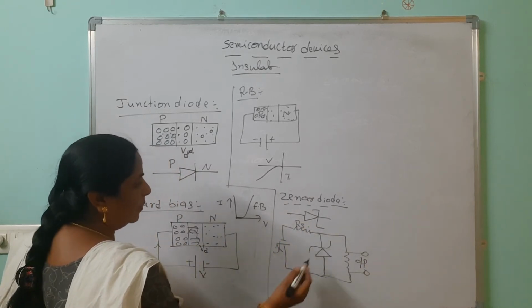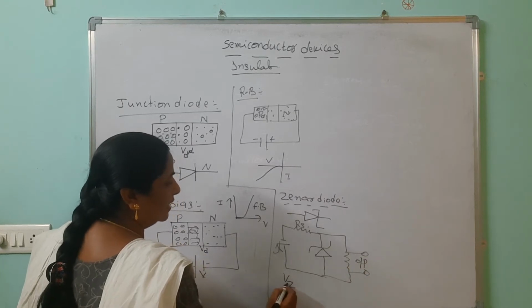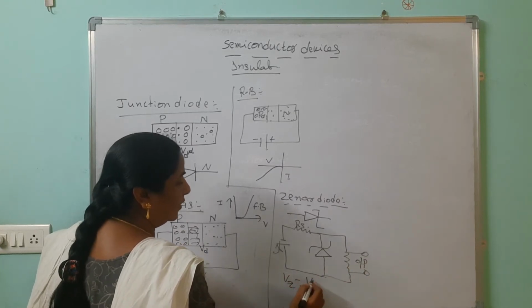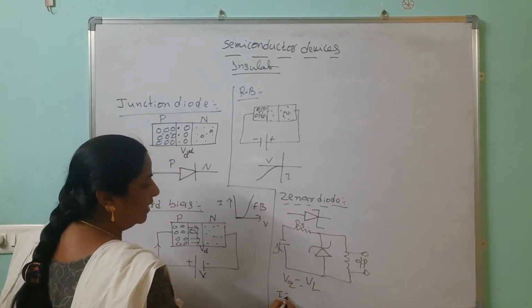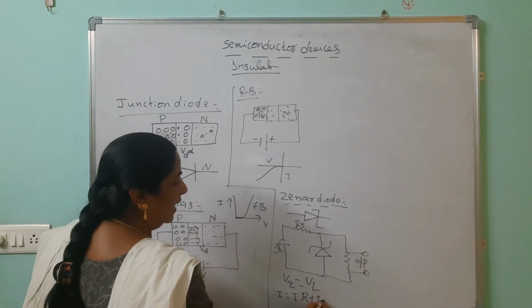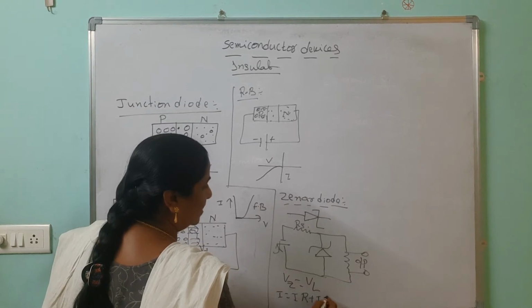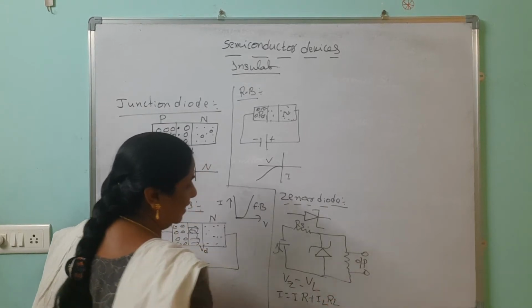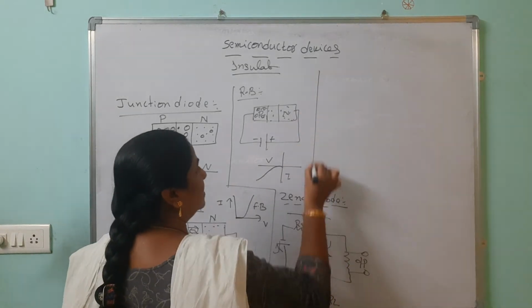Here the potential across this one is equal to the potential across the Zener diode, which equals the potential across the load resistor. And the current I equals the current through the series resistance, I_R, plus I_L, the load current, into the resistance RZ or RL. So this is about the Zener diode. We can use it as a voltage regulator.